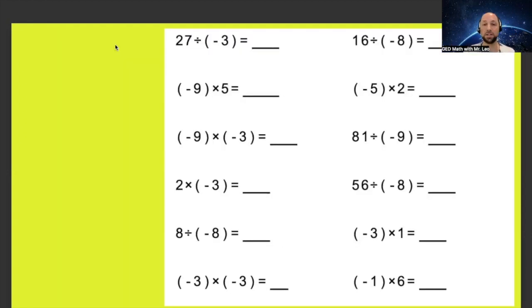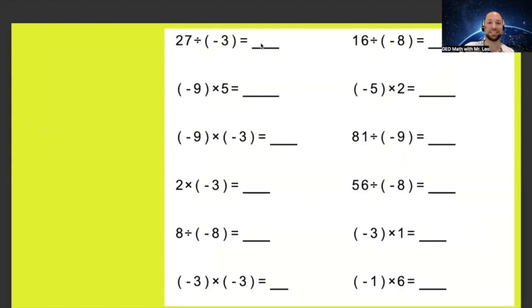Okay, here's another page. Please pause the video, work these out on your own, and we'll check in just a moment. All right, go ahead, pause the video and work out these problems. Answers coming in 5, 4, 3, 2, 1.